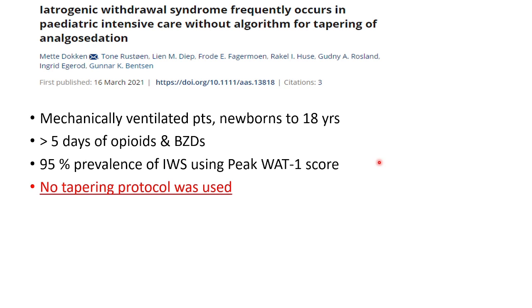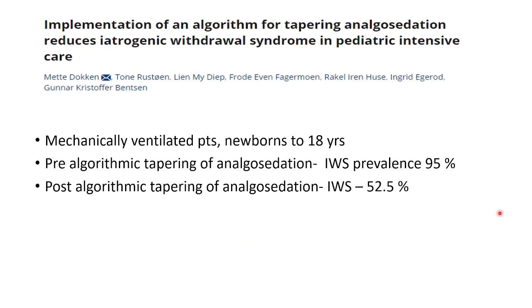They found that as per the WAT-1 score, there was 95% prevalence of IWS. In this patient cohort, there was no tapering protocol used. They looked at another set of children, newborns to 18 years, mechanically ventilated. They found that before the introduction of algorithmic tapering of analgesic sedation, the IWS prevalence was 95%, versus after the introduction of algorithmic tapering of analgesic sedation, IWS incidence came down to 52.5%.